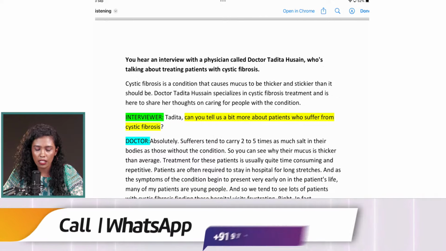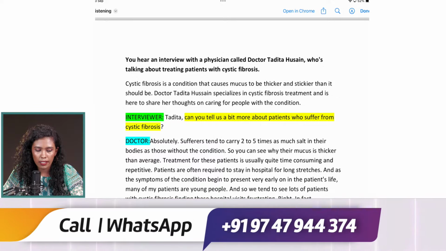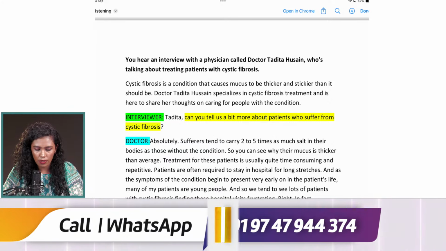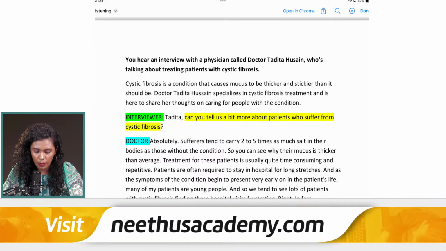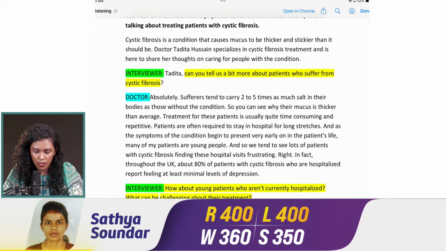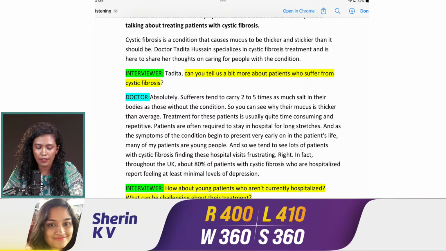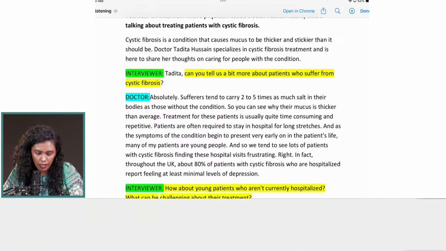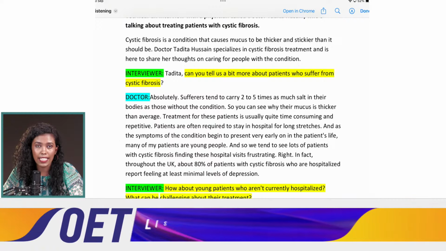Okay? So without any further delay, let's start with the discussion. The first question was Dr. Hussain talking about patients with cystic fibrosis. I've displayed the transcript. The question was, can you tell us a bit more about patients who suffer from cystic fibrosis? And the doctor has specifically mentioned it. Jissa 5, yes, good job.